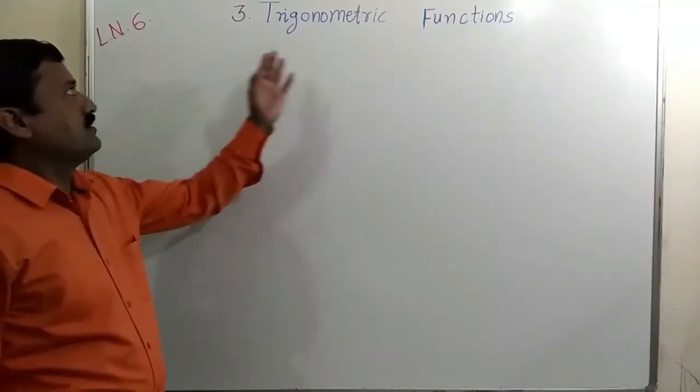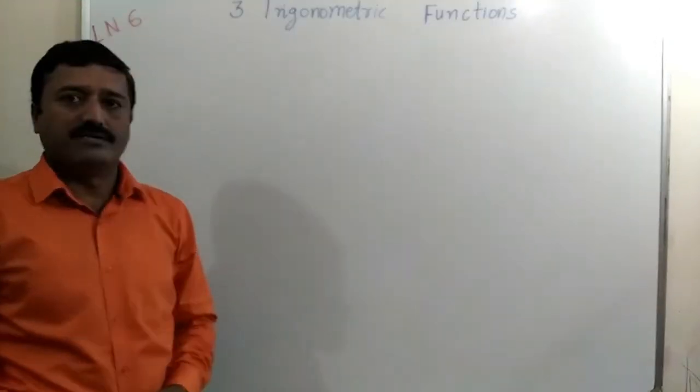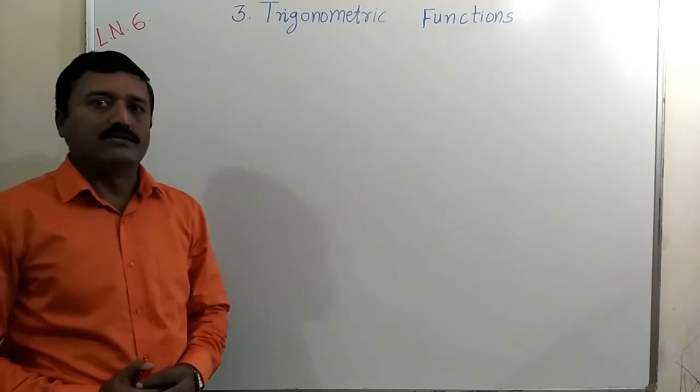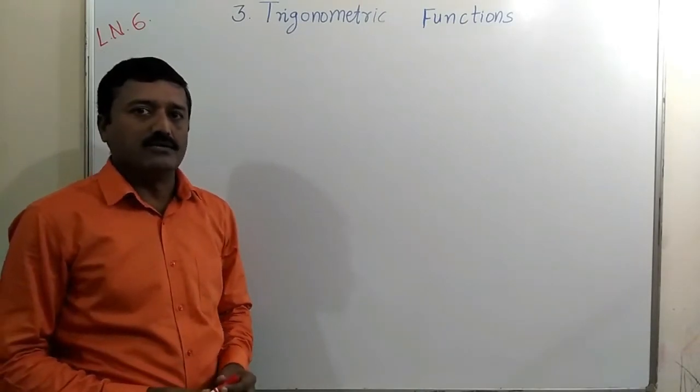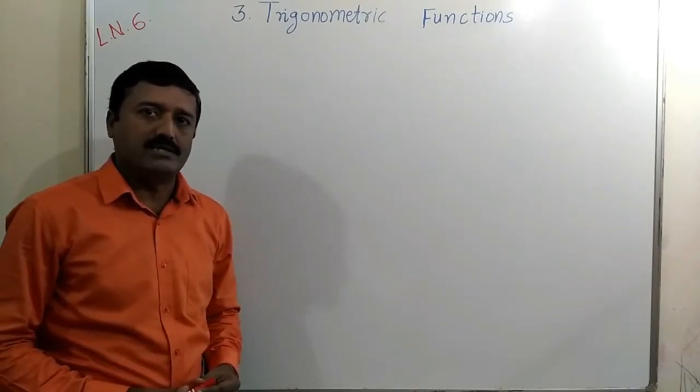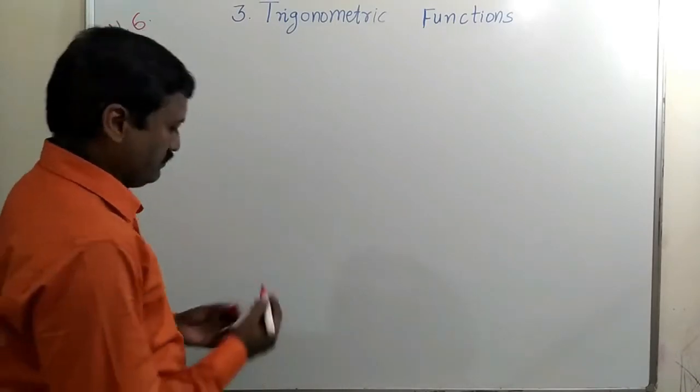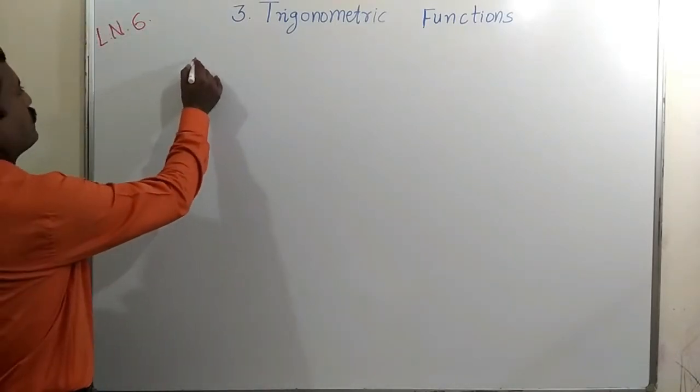This is the sixth lecture on our topic, trigonometric functions. We have learned the sine rule. Now in this lecture we will start the cosine rule and we will solve some examples on the cosine rule. Okay. So, cosine rule.